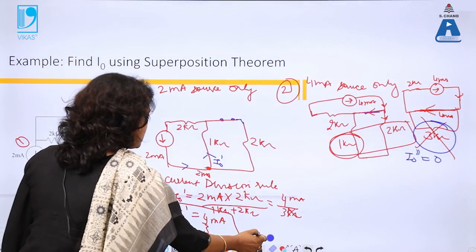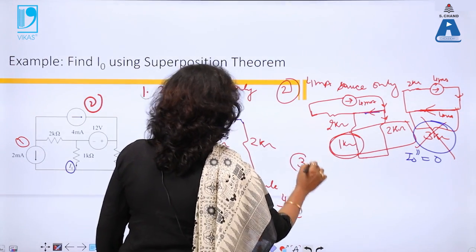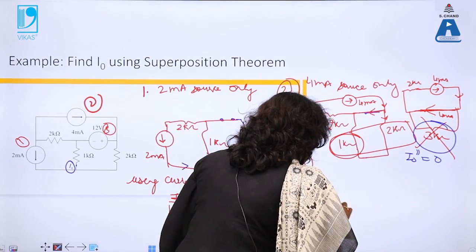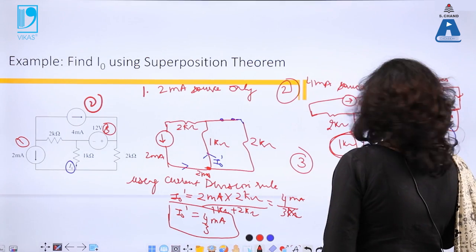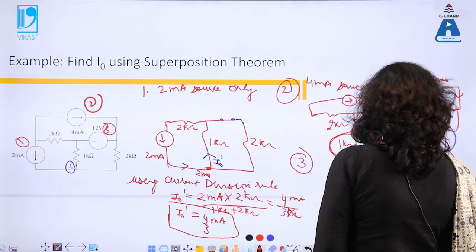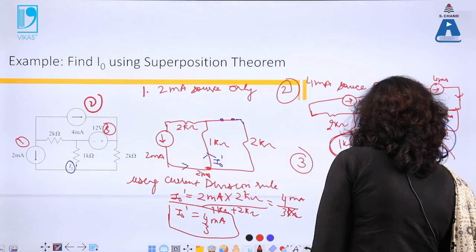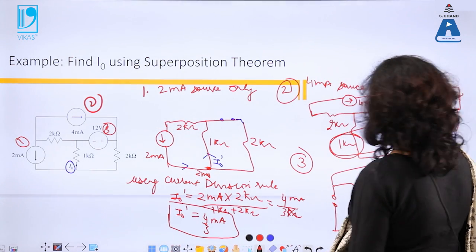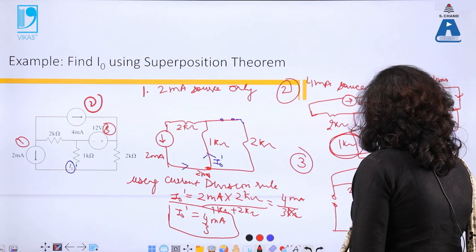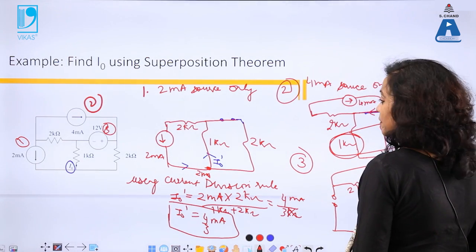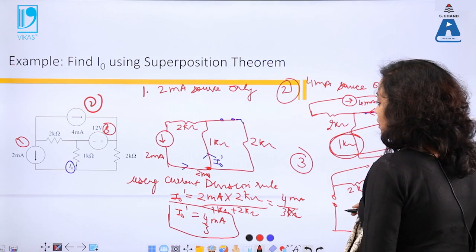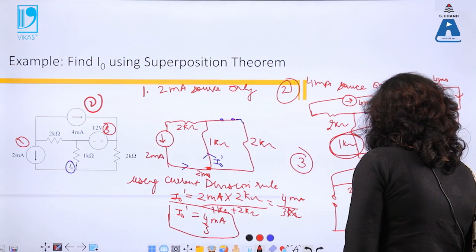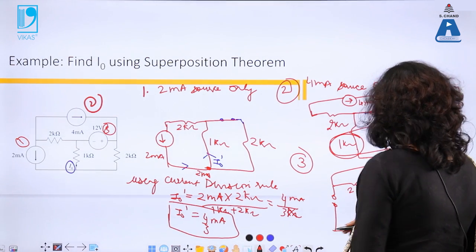Now third source, third step. So my third step is because of 12 volt. So I open circuit all the current sources. So this is open circuit. Now there is a voltage source of 12 volt. And now this current source is open circuit. And based on the direction of voltage supply, I find out current in this 1 kilo ohm. So this current will flow like this and I will get I naught triple dash.